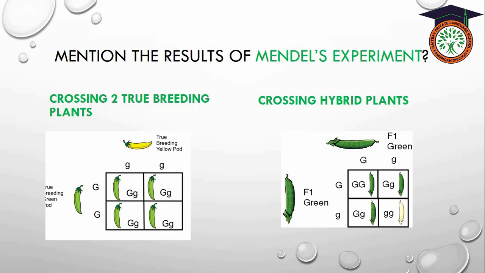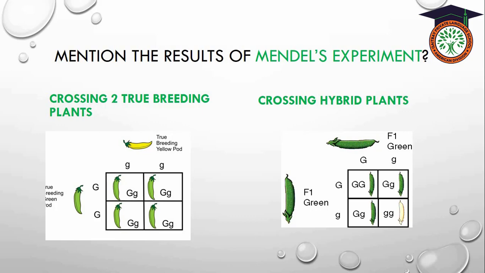So he crossed these true breeding plants. He crossed a true breeding plant with green pods and a true breeding plant with yellow pods. All the generation will be hybrid, carrying the alleles G capital and G small. Their phenotype will be green, and their genotype will be G capital, G small.